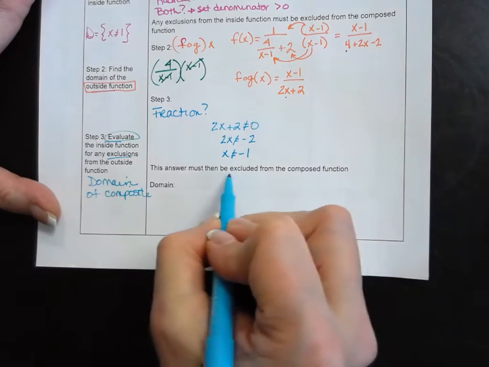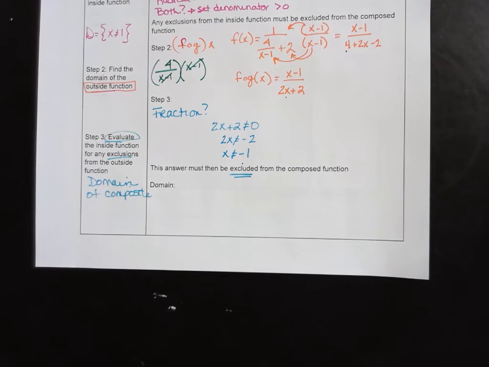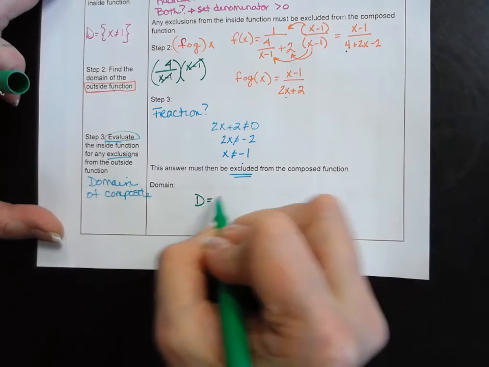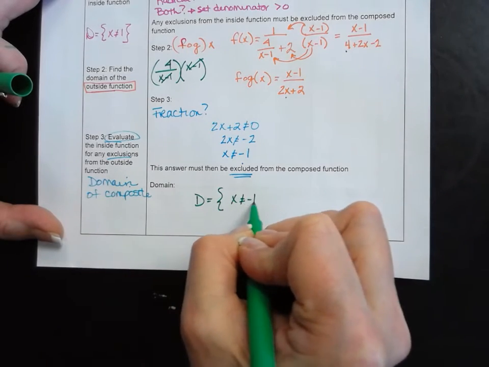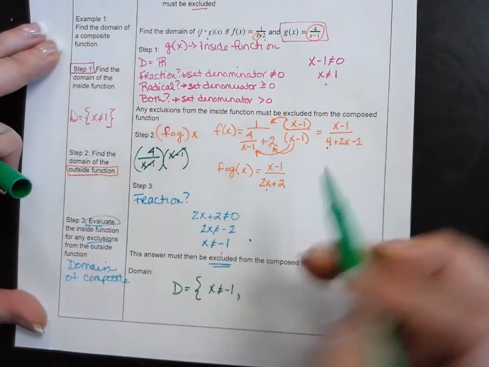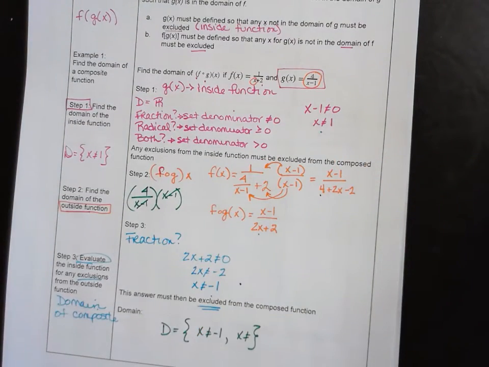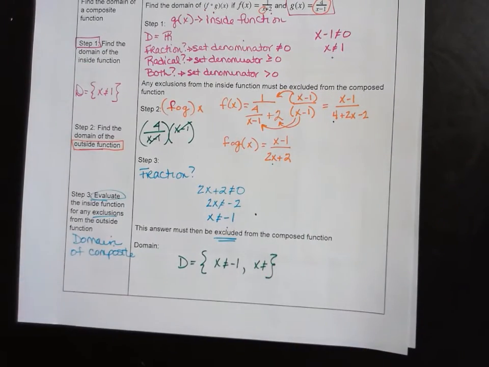All right, so both of this one and that one then becomes my domain. x cannot be negative 1 from the composite function, and then x can't be 1 from the very first original function. Good.